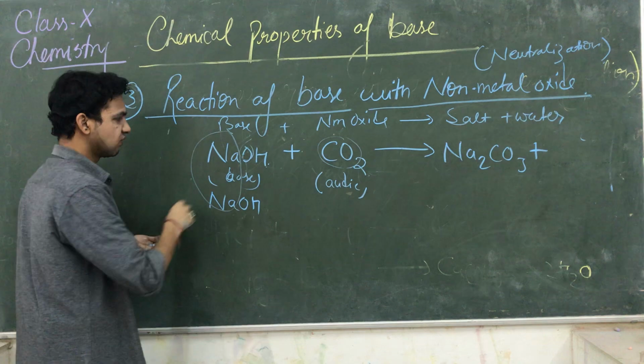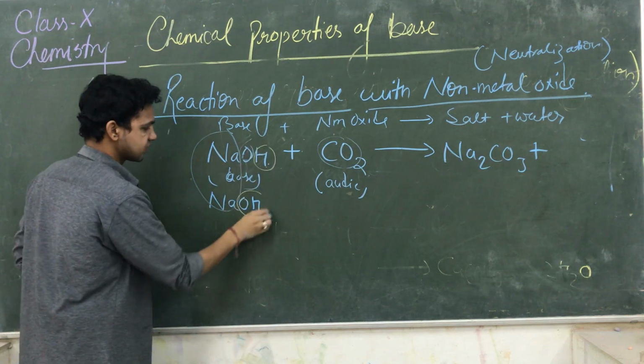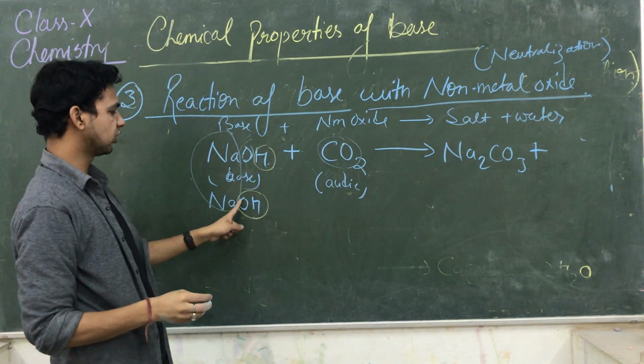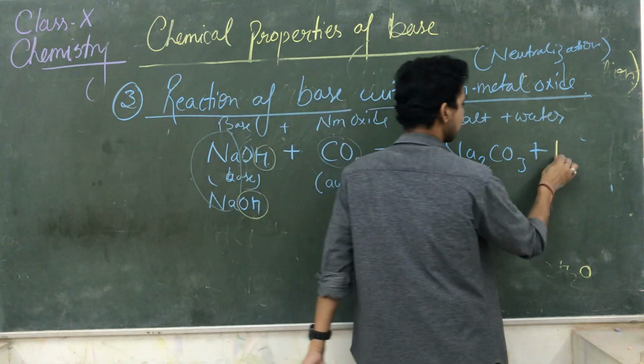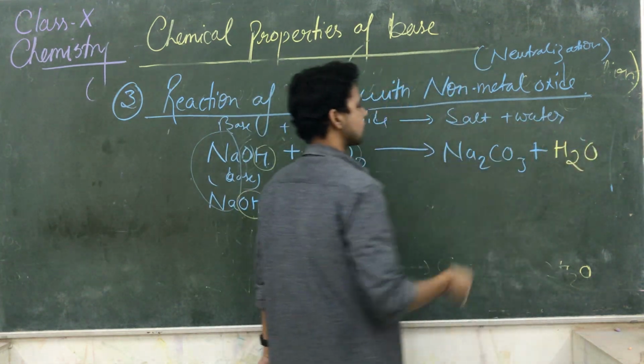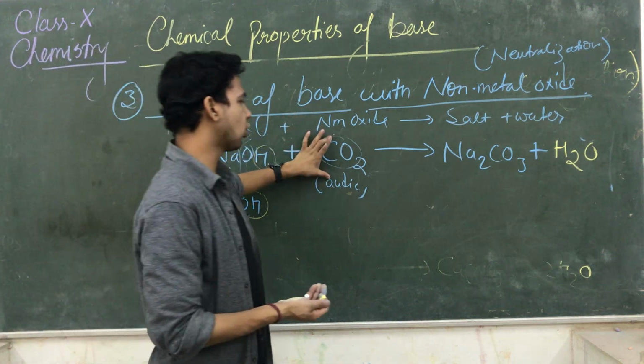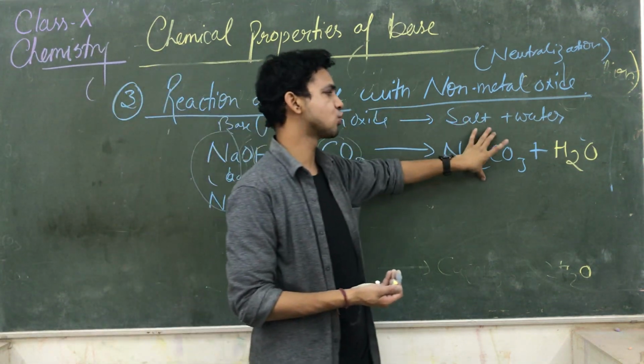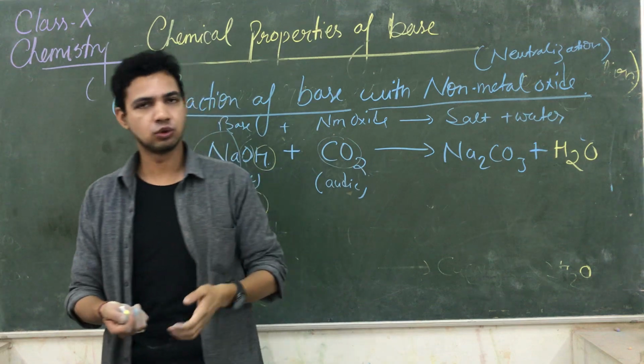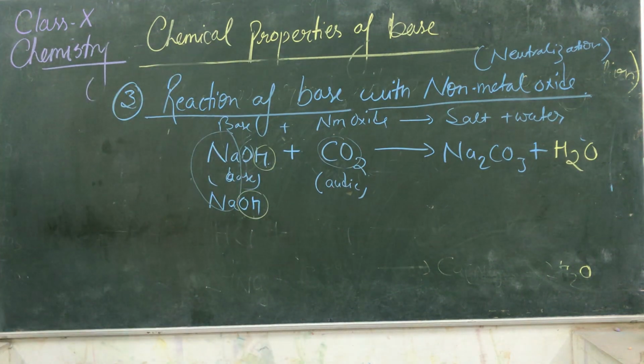Which thing is left here? One hydrogen and 2 oxygen are left here. So 2 hydrogen and 1 oxygen combine with each other and give you H2O. So when a base reacts with any non-metal oxide, it gives you salt plus water. Okay, the next example.